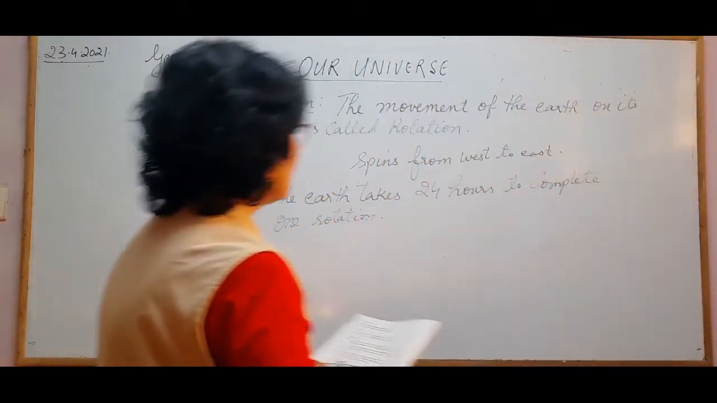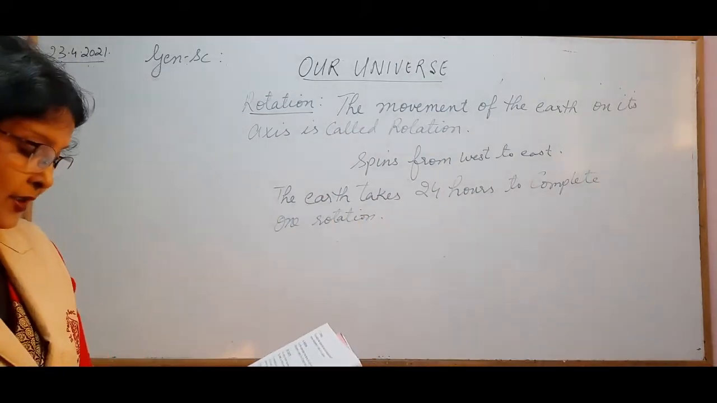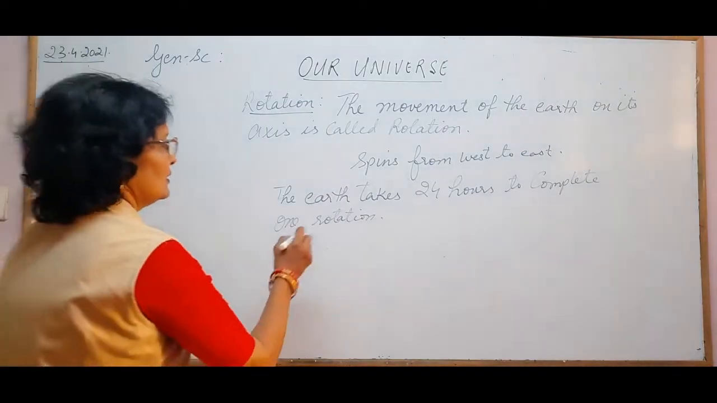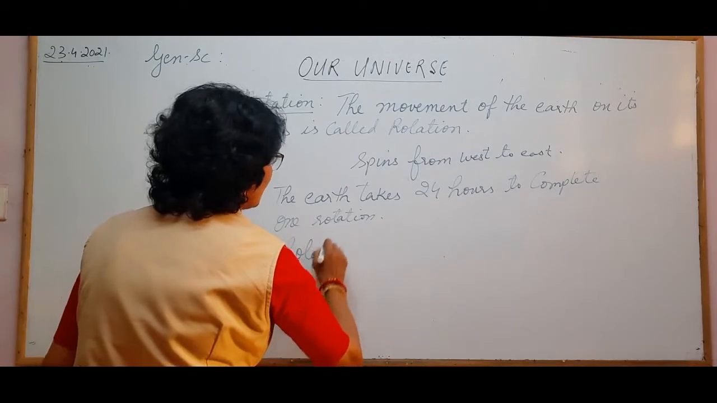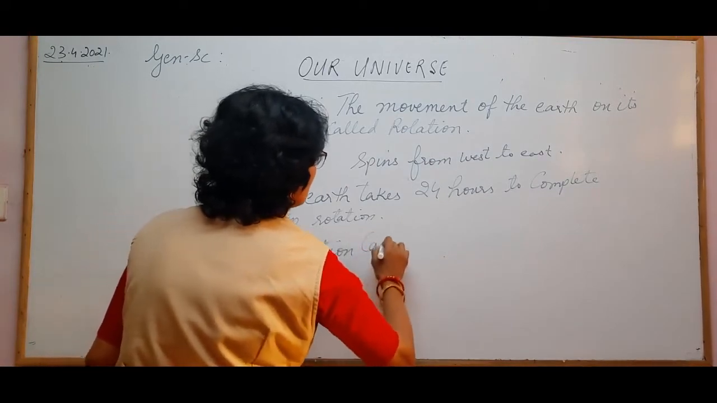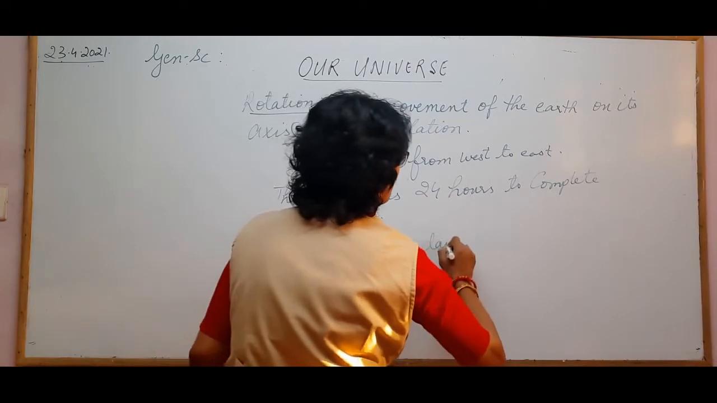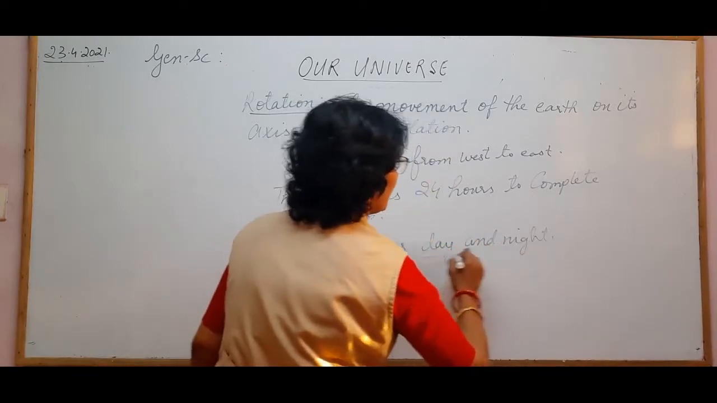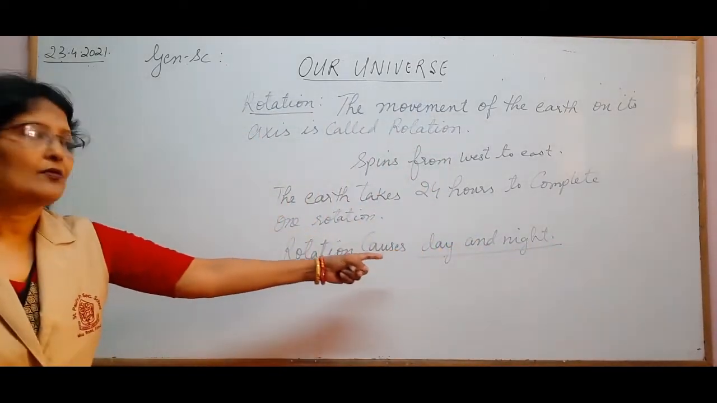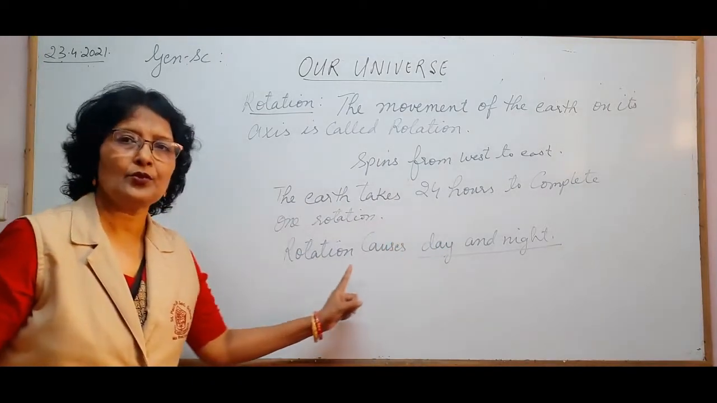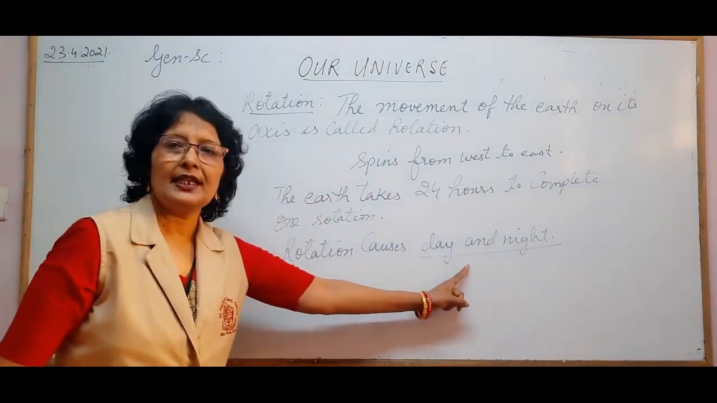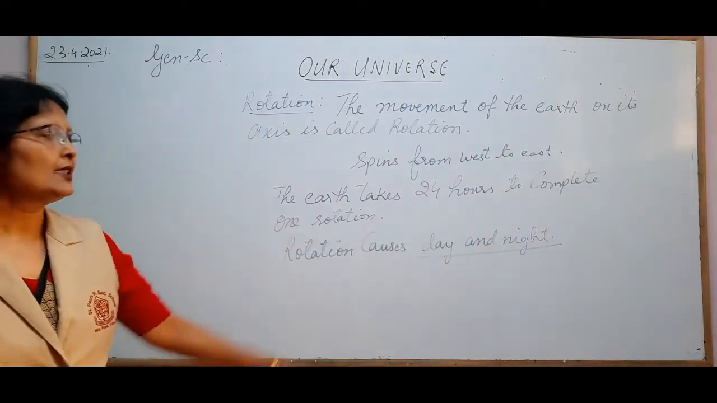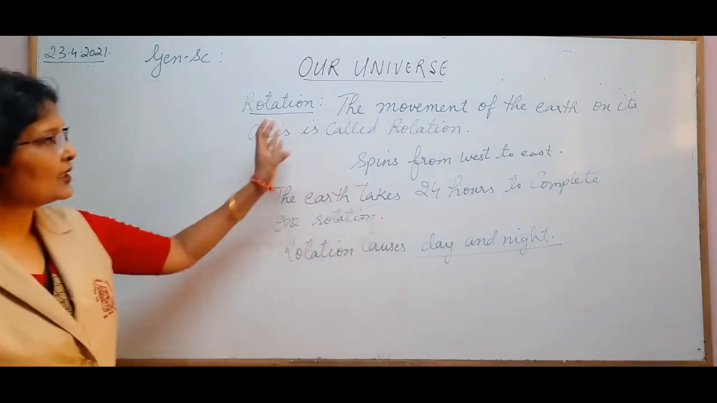When we say 24 hours, that means rotation causes day and night. This is the result, day and night. The result of rotation, when it rotates once, is day and night. That means it takes 24 hours. In one day there are 24 hours, one day and night. So only this much you have to keep in mind.